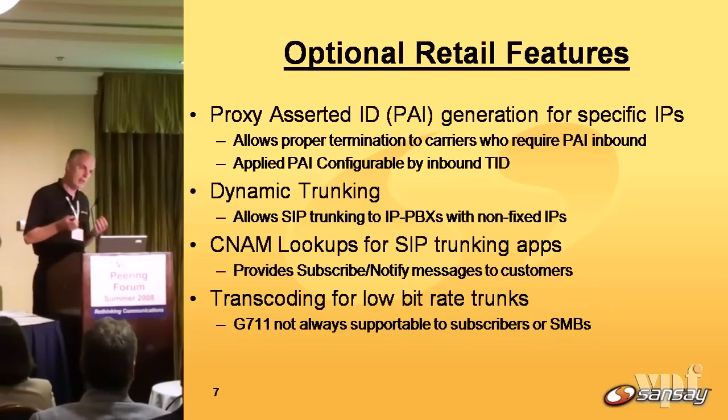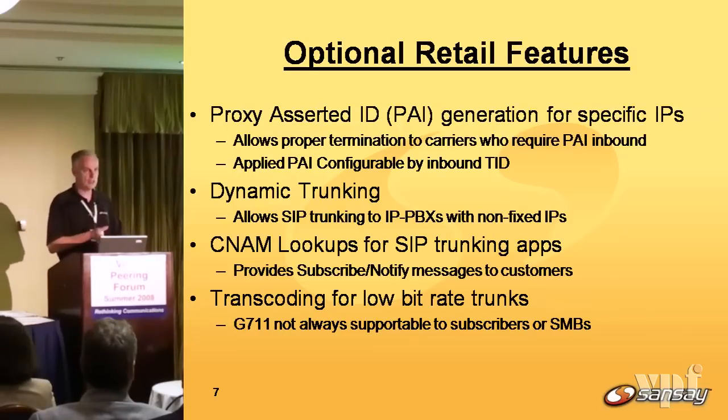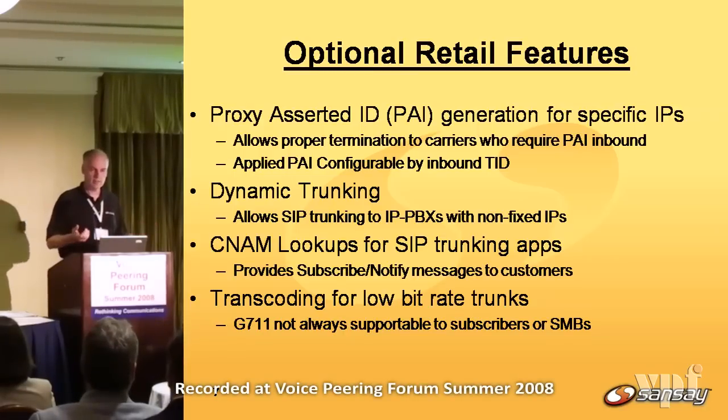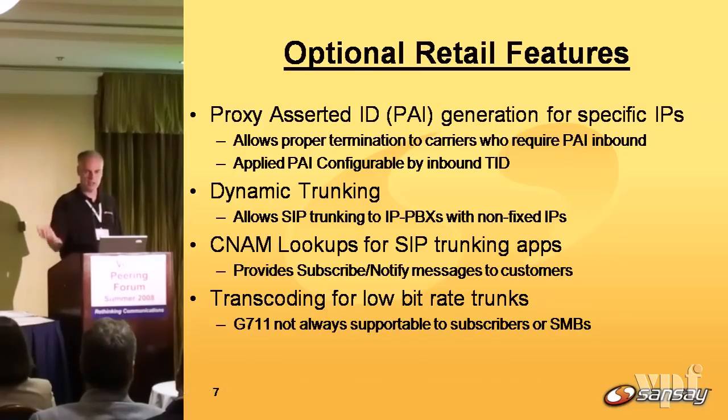Other features come in on the retail type of applications where you have proxy asserted identities. PAIs are required by most carriers, so your access SBC may need to apply PAI parameters to your SIP trunking applications. Dynamic trunks is another common thing in the SIP trunking world, where the customer's IP addresses keep changing every month, and so your SBC has to learn that and make that all transparent to your feature servers.